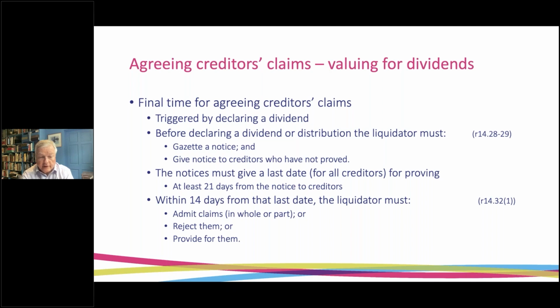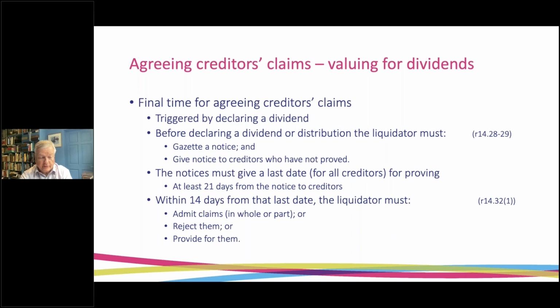That last date for the creditors to get their proofs of debt in also triggers an ultimatum for you, in that you then have 14 days from that last date for proving to either admit the claims in whole or part, or to reject them, or to provide for them. In other words, that's your ultimatum for making your decision on the claims.